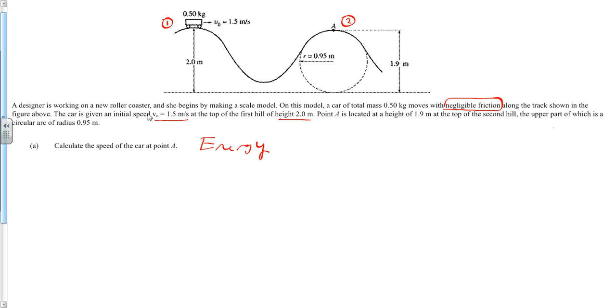Identify your points. Identify the energies at both points. So here, we're moving, so we have kinetic. We're at a height, so we have potential. At our second point, it is presumably moving, since we're calculating the speed, and it is also at a height. So there's our conservation of energy equation. All the kinetic and potential at the beginning equals all the kinetic and potential at the end.